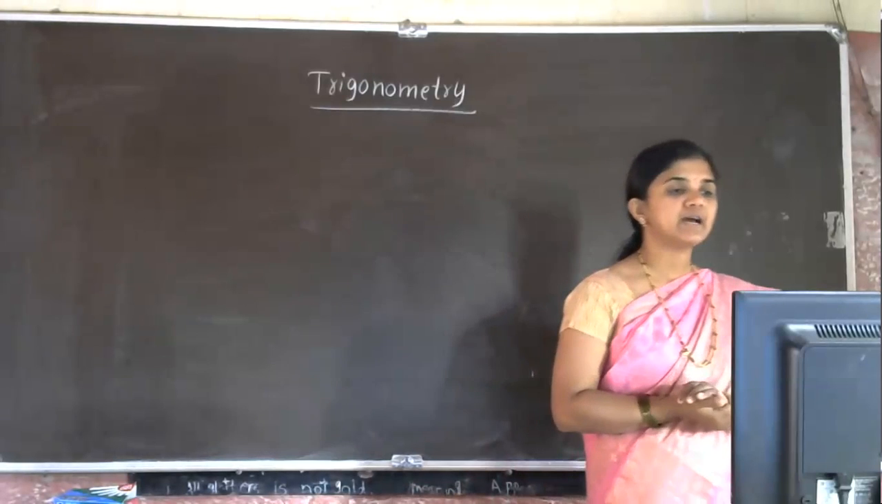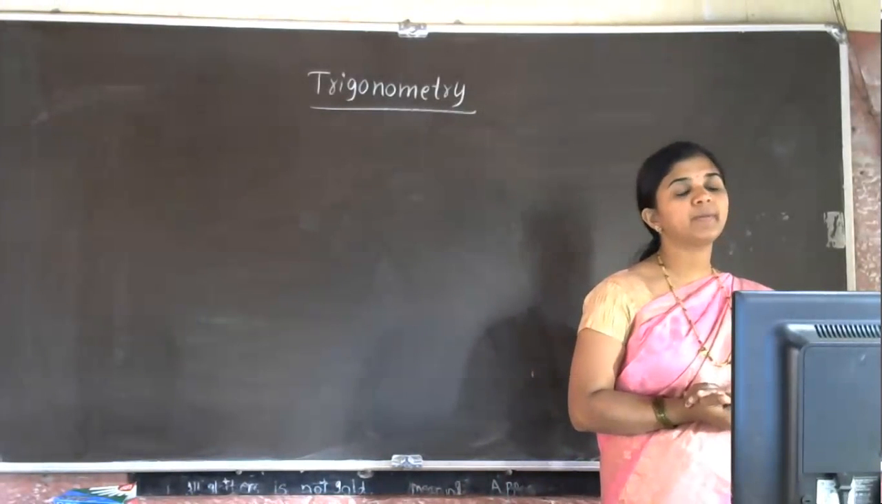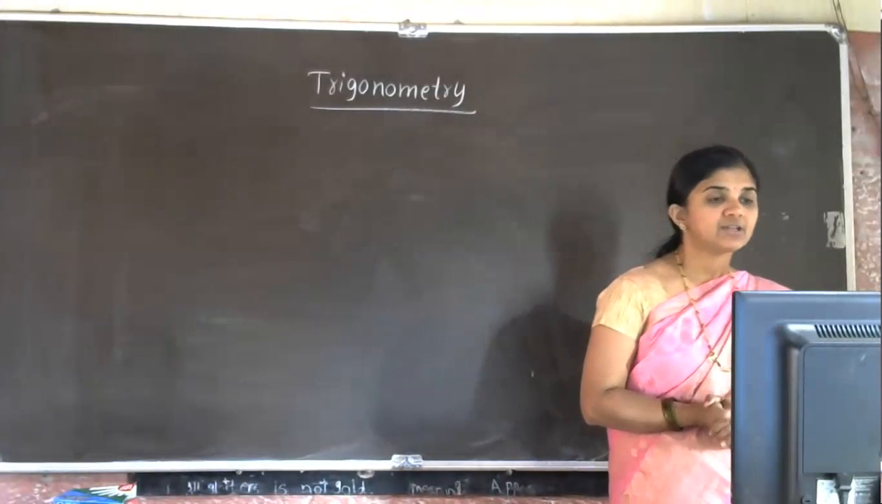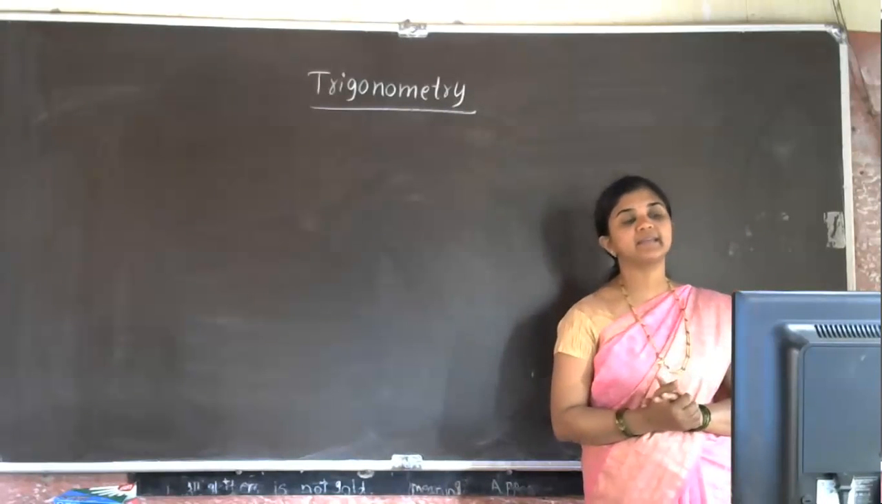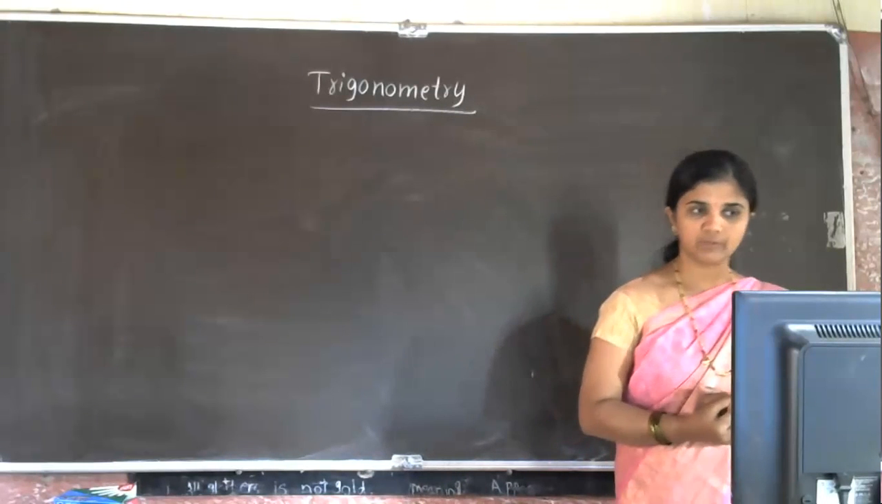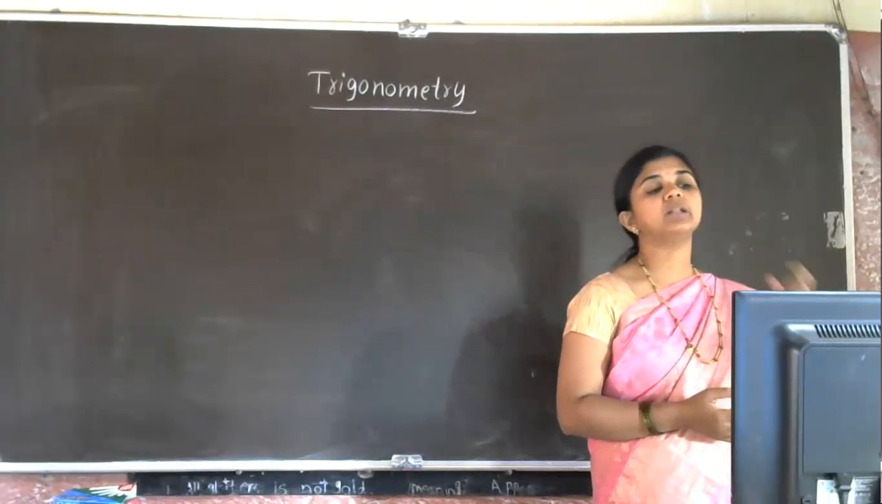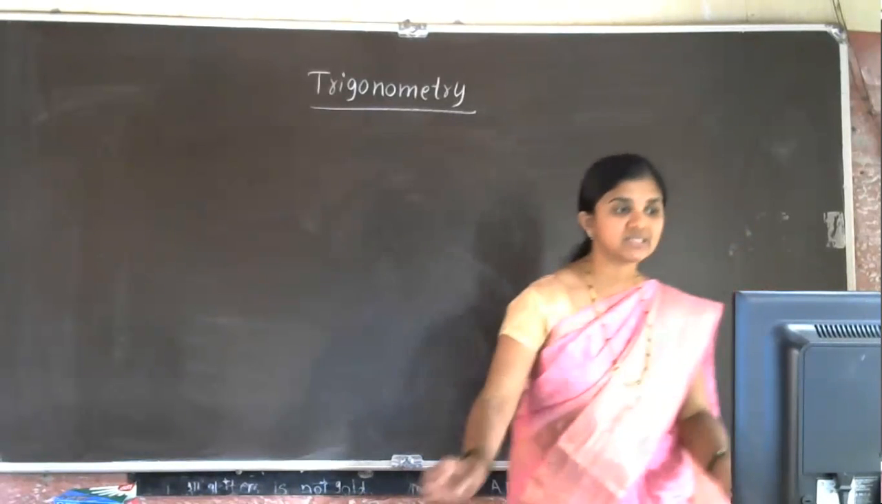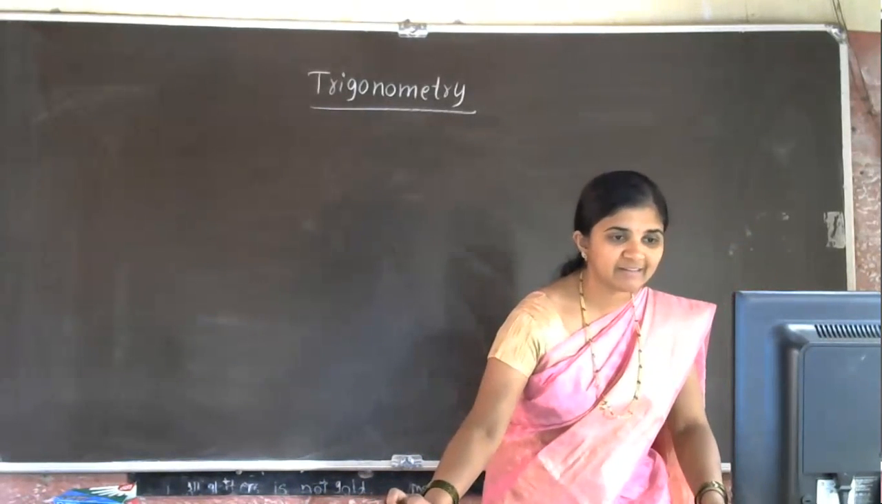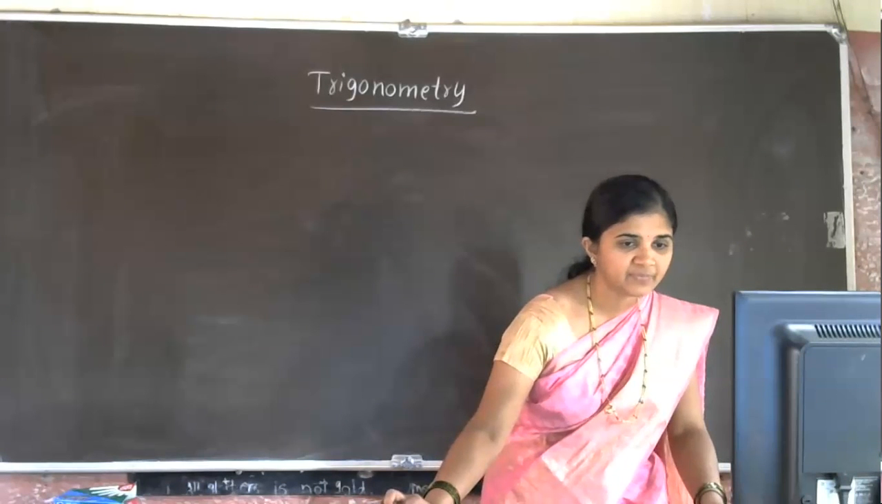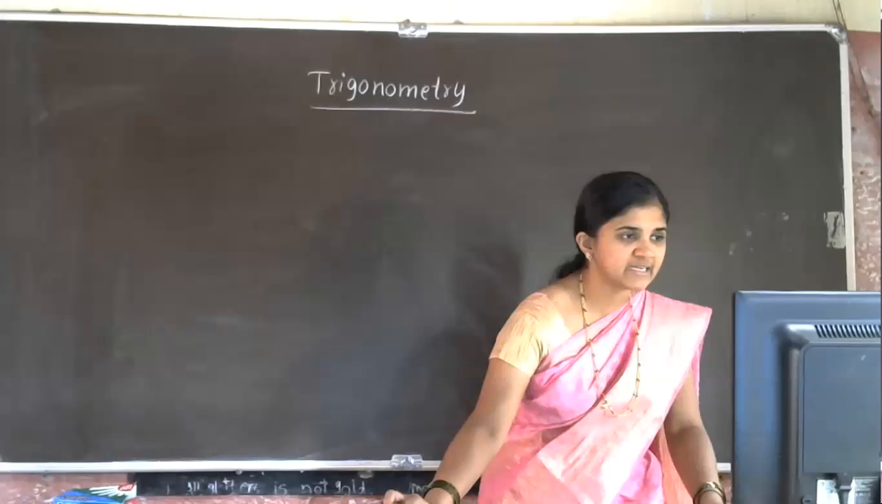In the last class, we discussed the trigonometric identities, right? Based on them, we worked out example problems. Can we recall the trigonometric identities fast? Who is going to tell the trigonometric identities? Anurag, what is the first identity?